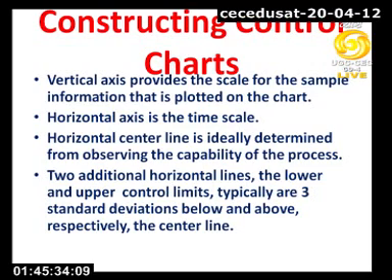Then constructing control charts. Vertical axis provides a scale for the sample information that is plotted on the chart. Horizontal axis is the time scale. At time interval, we take the reading of the process. Horizontal center line is ideally determined from observing the capability of the process, and that gives the mean value of the process. Two additional horizontal lines are drawn. The lower and upper control limits typically are 3 standard deviations below and above respectively of the center line.